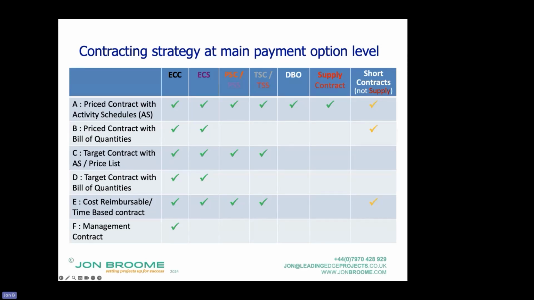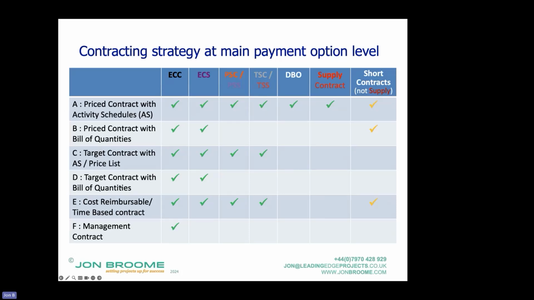Essentially, a target contract with activity schedules, the target price is built up in exactly the same way as under option A. So the contractor gets the scope, breaks it down, puts it in a program, prices them up, and that arrives at the target price. But they're reimbursed on a defined cost plus fee basis during the contract. So that's used for, are we on track, if you like.